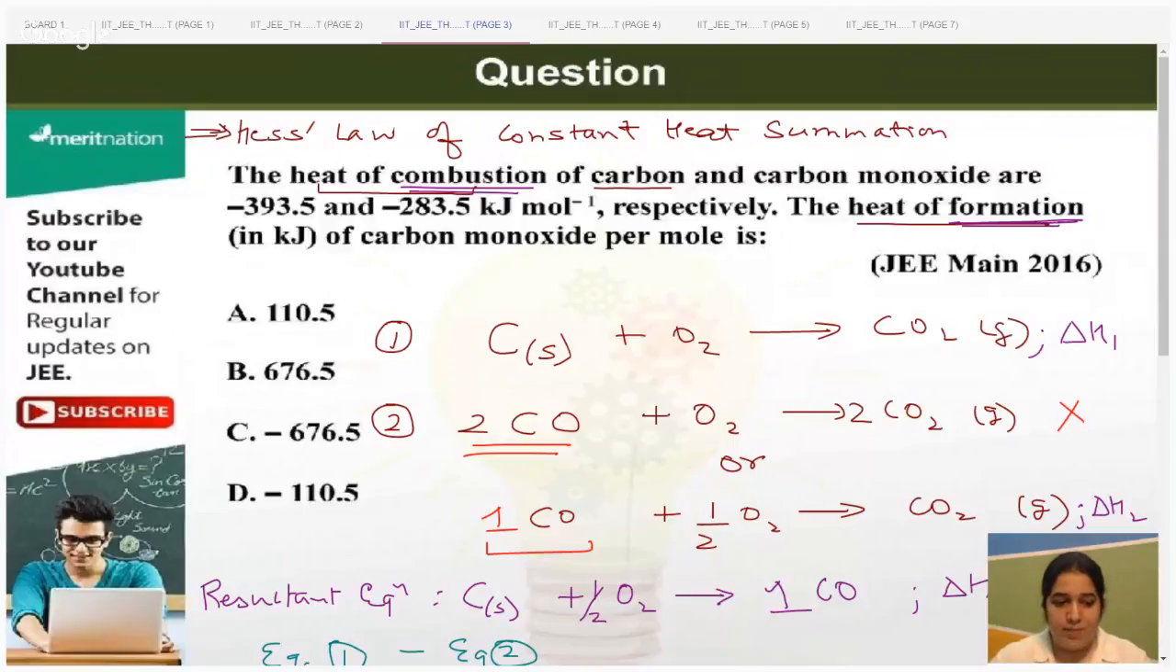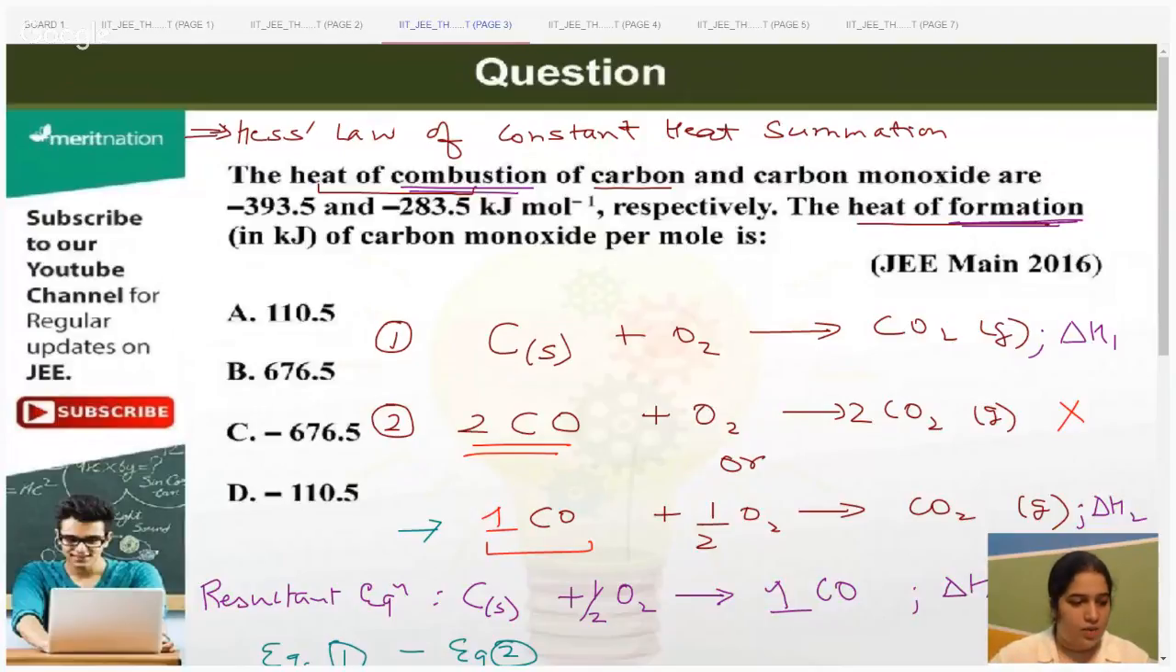Remember, when we subtract it, it means I am reversing the equation. I can write minus CO, or I can write CO on the right hand side directly. Oh, sorry, we need to look at this one. I'm sorry, this will be 1 CO, and plus half O2, and here we will write CO2. Right? Hello, Akansha. This is clear?